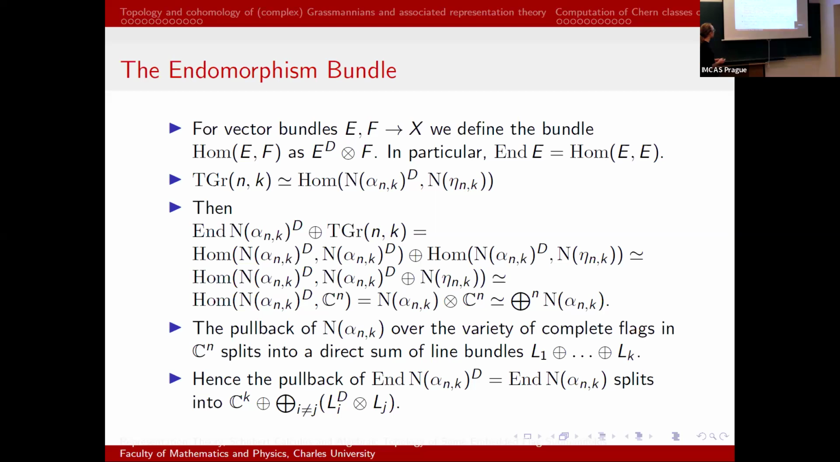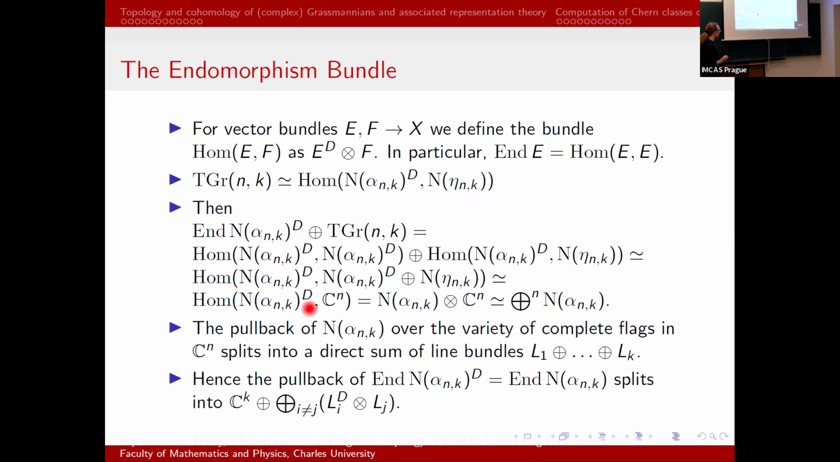So first we need to consider the endomorphism bundle. For two vector bundles E and F over a base space X, we define the Hom bundle as the dual of E tensor F. So in particular, we have the bundle of endomorphisms of bundle E, which is just the dual of E tensored with E itself. And in particular, we know that the tangent bundle is the Hom bundle from the dual of the normal bundle alpha_{n,k} into the normal bundle eta_{n,k}.